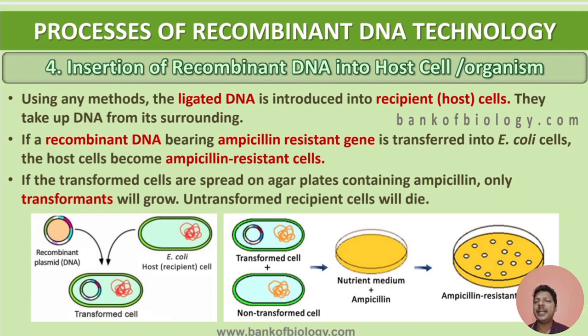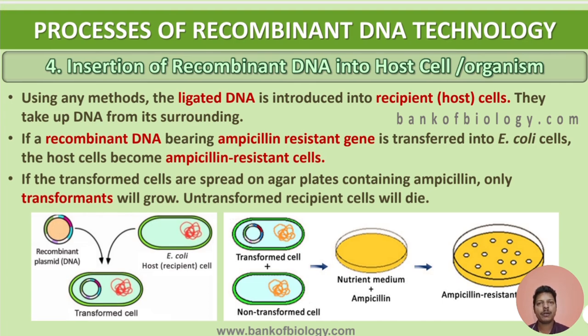Then, using any method, the ligated DNA is introduced into the recipient host cell. They take up DNA from its surrounding. If a recombinant DNA bearing an ampicillin resistance gene is transferred into an E. coli cell, the host cell becomes an ampicillin resistant cell. If the transformant cells are spread on an agar plate containing ampicillin, only transformants will grow and untransformed recipient cells will die.